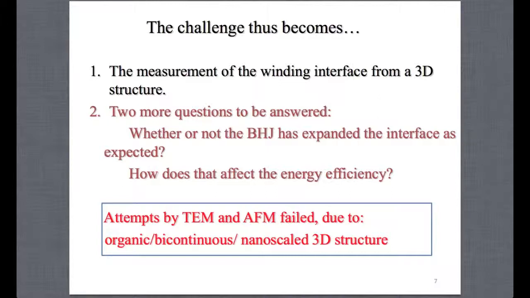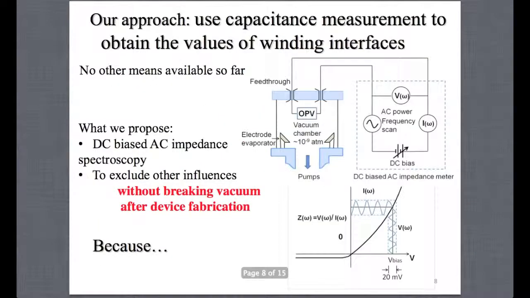Usually, we use TEM or AFM to observe the interface. However, it's hard to get the real interface area due to the sample's nature, since we are looking at an organic bicontinuous three-dimensional structure. So this is our approach: to use capacitance measurement to obtain the values of the winding interface.